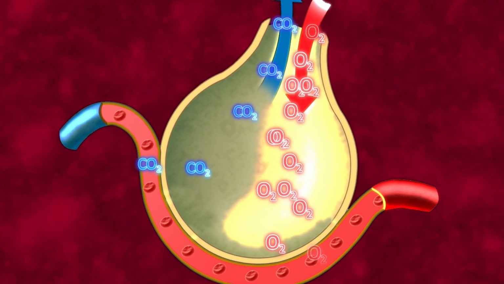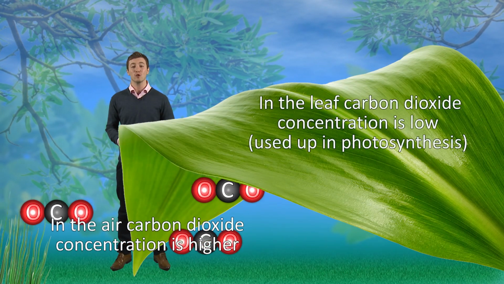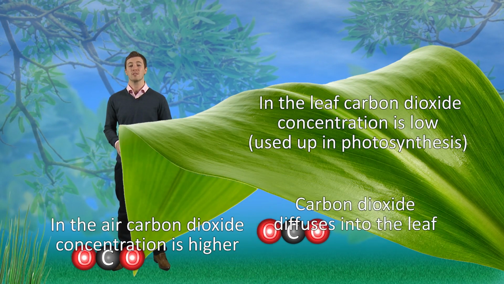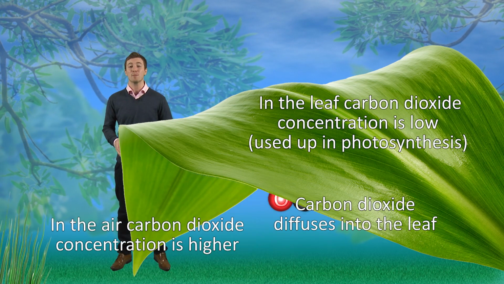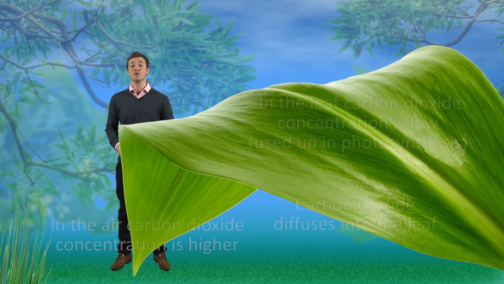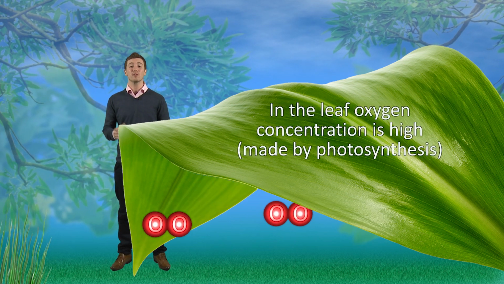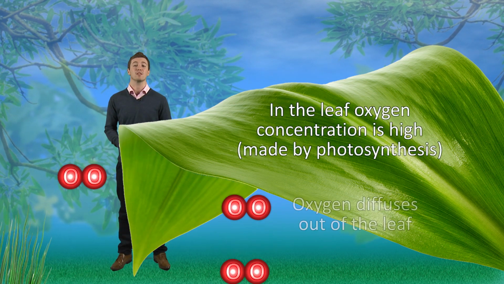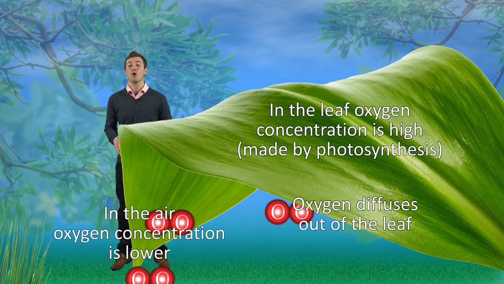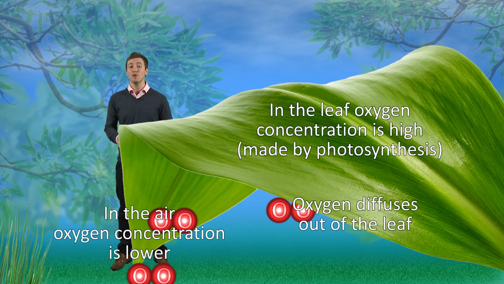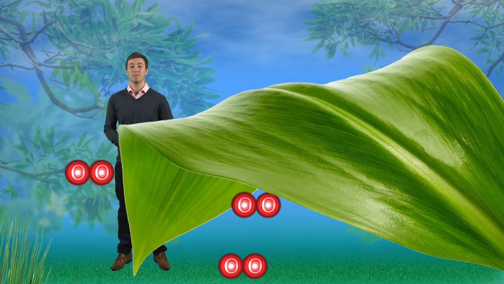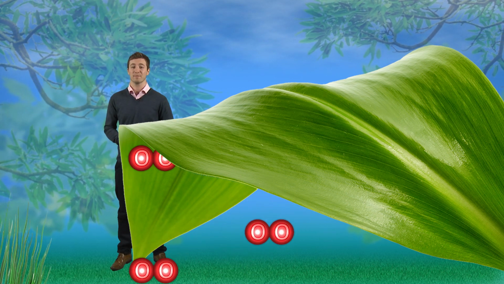The same can be said of plants too. As plants use up carbon dioxide in photosynthesis, more diffuses into the leaf through the stomata. As they produce oxygen, if it isn't used in respiration, it then diffuses out of the leaf to where the concentration is lower. Whether we're talking about a plant, an animal, or any other type of organism, diffusion is affected by several factors. Let's take a look at those.